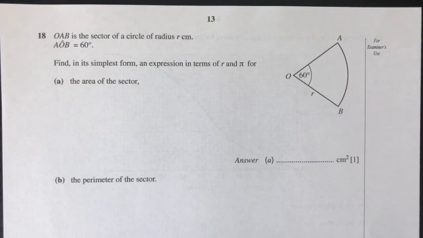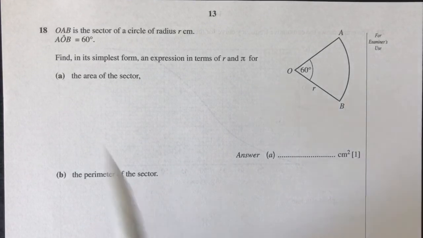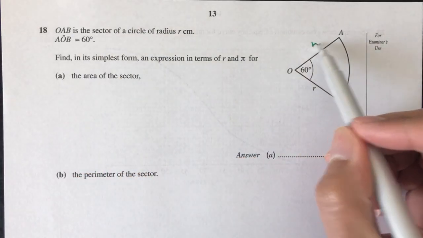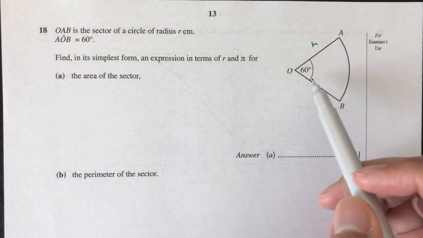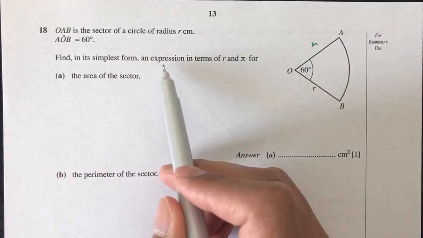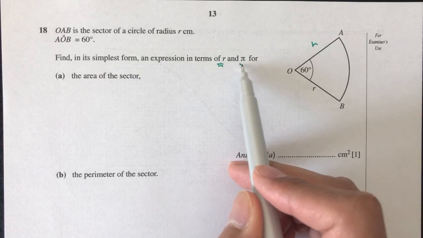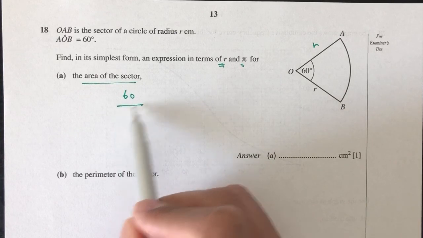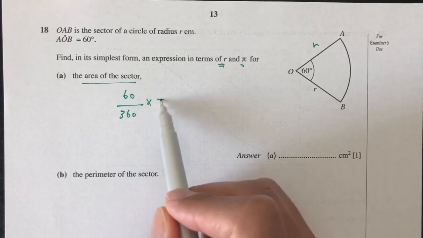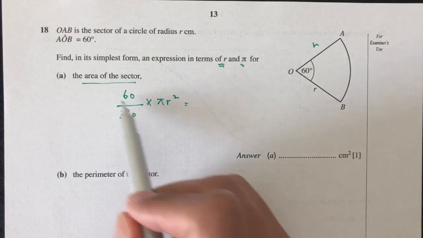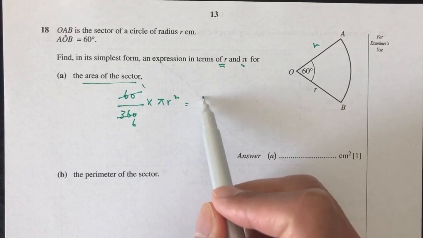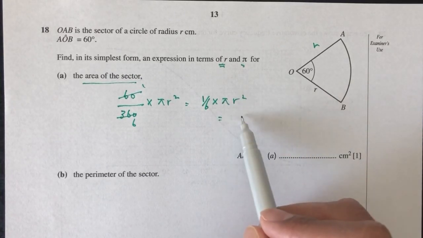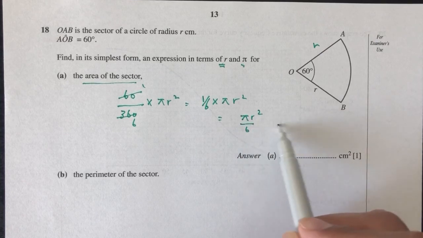Moving on to question 18. We have OAB. OAB is a sector of a circle radius r, and angle AOB is 60 degrees. Find in simplest form an expression in terms of r and pi for the area of the sector. So we have to use a formula, which is 60 divided by 360 times pi r squared. So that will be 1 over 6 times pi r squared, so your answer will be pi r squared divided by 6 for part A.